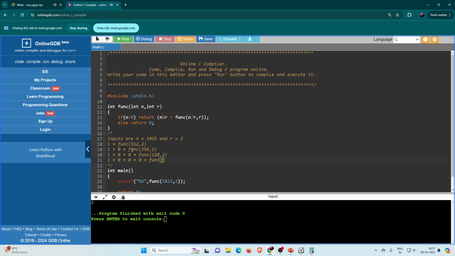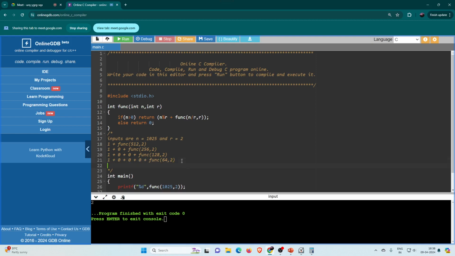This number was just one above a power of 2. So until we reach 1, we will get all zeros. Once we reach 1, this n mod r will be 1, and n divided by r will be 0, right? So this condition will fail. For completion's sake, I will just write this, so this becomes 0.